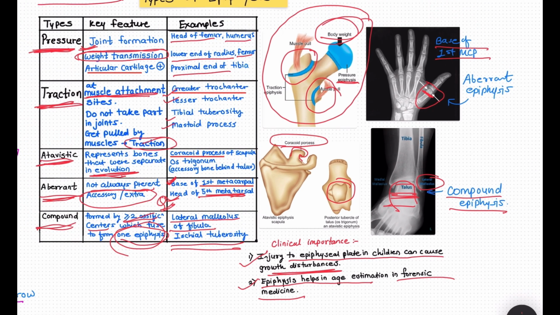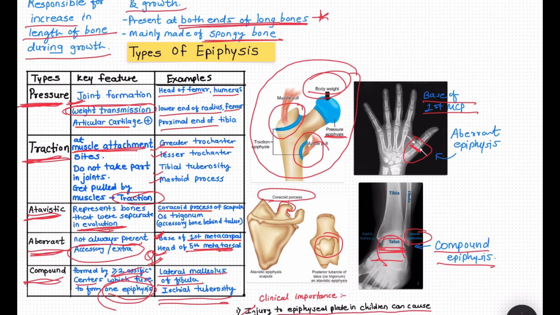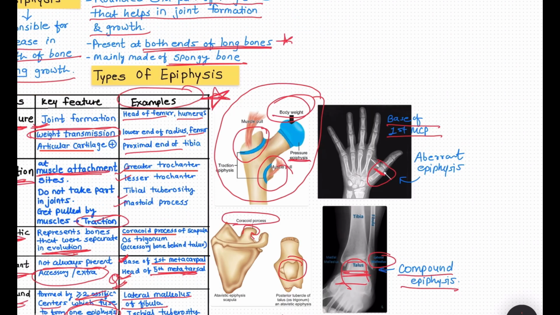So this topic is very important. You need to understand all the types of epiphysis, and their examples are very important to remember. So this was our small topic on types of epiphysis.